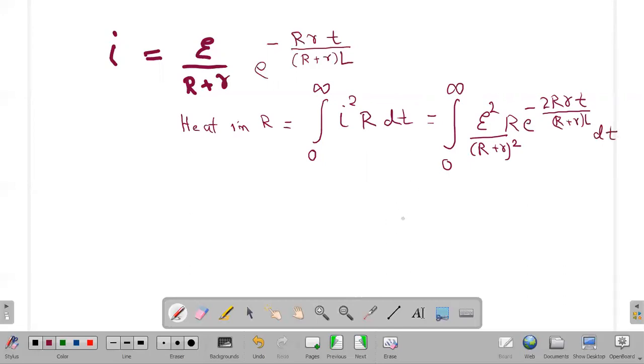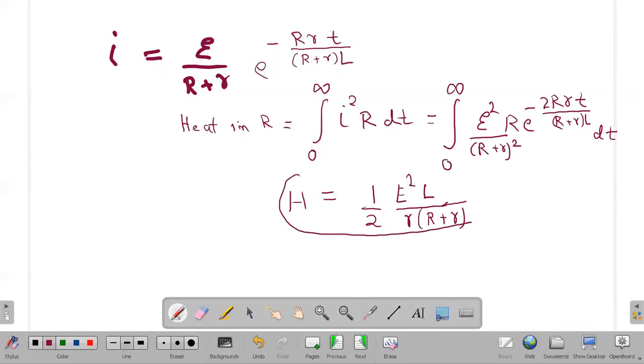Again, integration is required, so I leave the integration for you. After integration and putting in proper limits, taking care of everything, you will get heat loss equals one half into E square into L over small r and then capital R plus small r. So check your calculation and your mathematical part to get the right answer for this question.